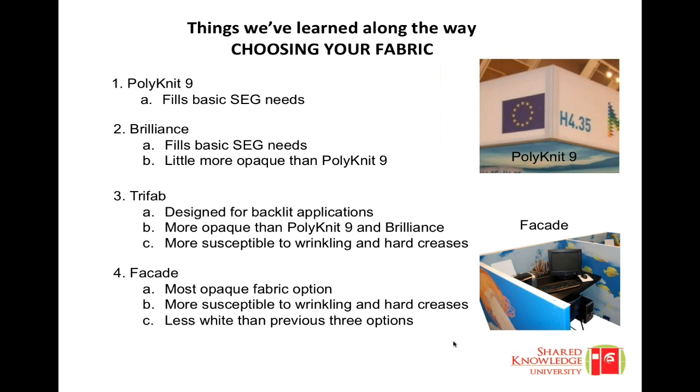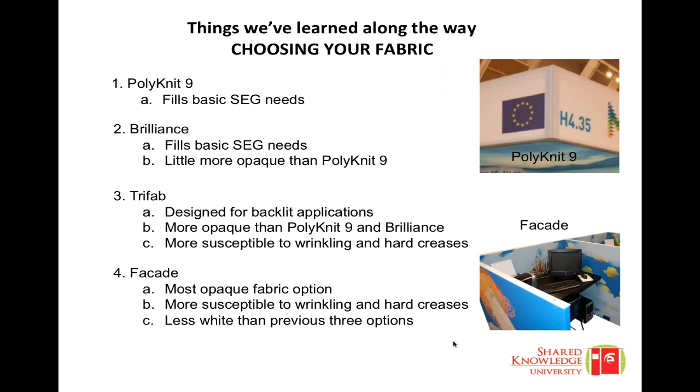And that's where we might consider the Trifab fabric. Trifab is designed for backlit applications. It gets its name because it's 3 pieces of fabric that are bonded together. So the print, when it happens, is on the top layer of fabric, and the back 2 layers act as natural diffusers. So you get this nice even glow. It is definitely more opaque than Polyknit 9 and Brilliance.